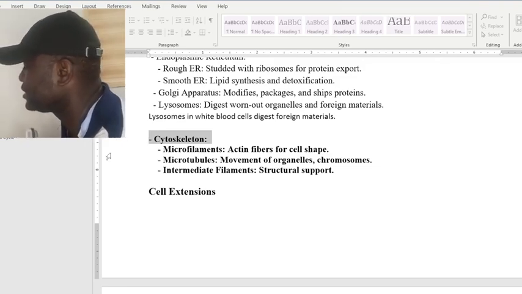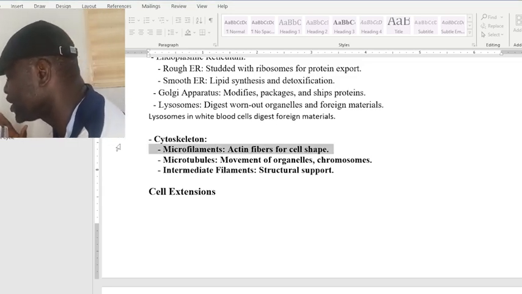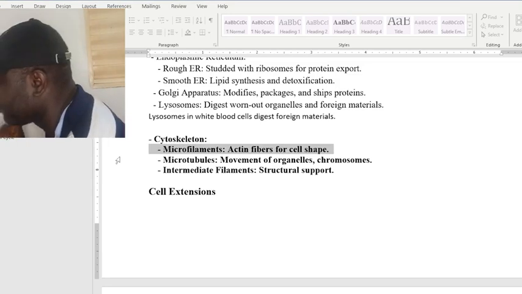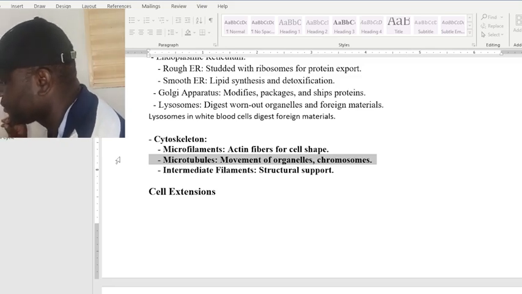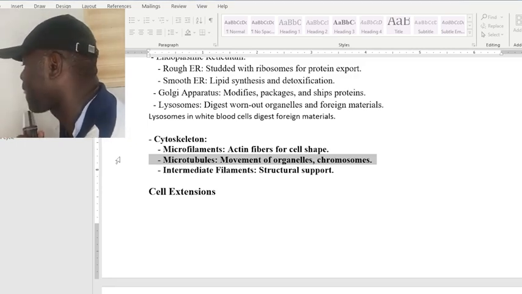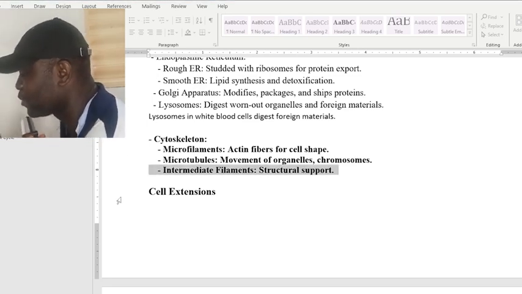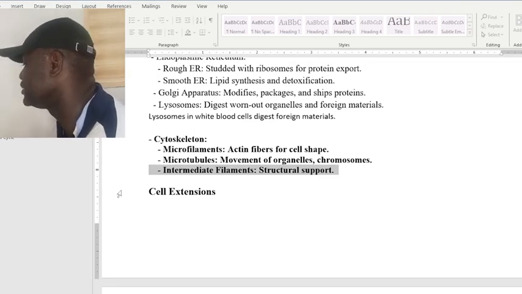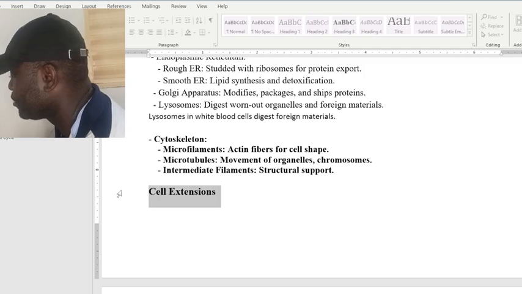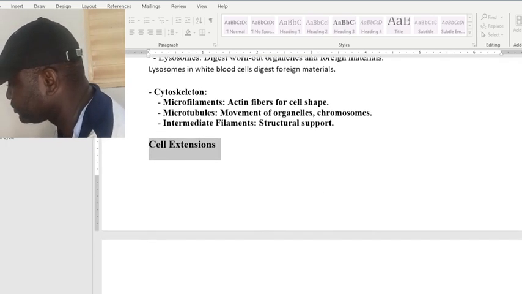Let's talk about the cytoskeleton. Just like the human skeleton, the cytoskeleton is also responsible for the shape the cell forms. The microfilament contains actin fibers and it's responsible for the cell shape. Microtubules are responsible for the movement of organelles and chromosomes. The movement of chromosomes is important during cell division. Then we have intermediate filaments. Intermediate filaments are for structural support.